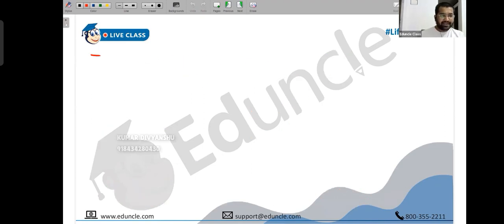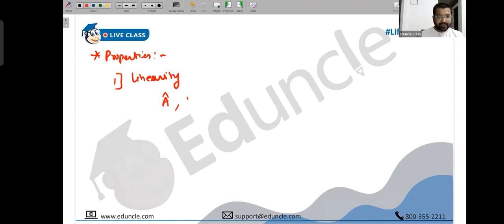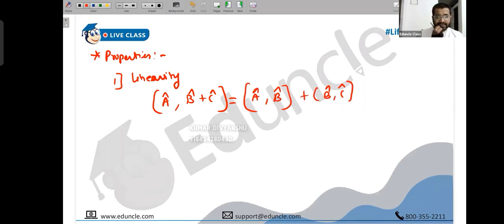Okay, next. Learning properties for commutators. So many properties we have been learning. Next, number one, linearity. So the commutator of A cap, comma B cap plus C cap, you can anyway split it. You can write that as the commutator of A cap, B cap plus B cap, C cap. Well, you can always verify this by taking an example. So that's fine.